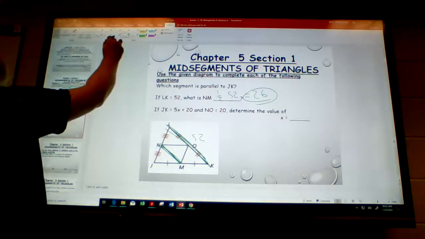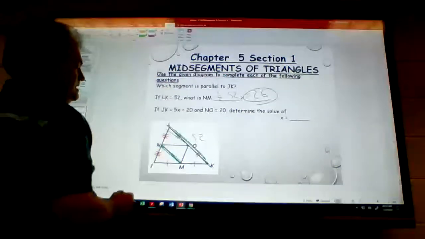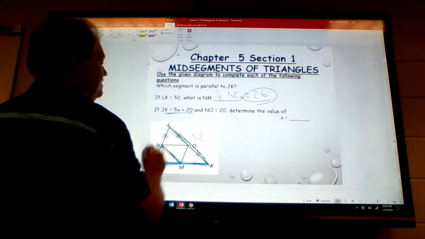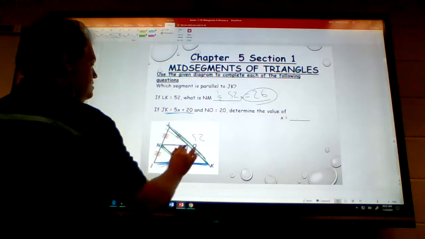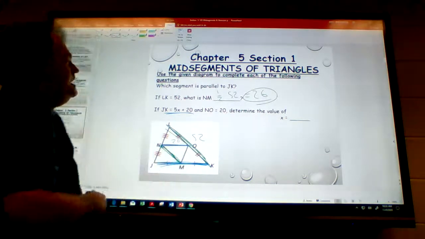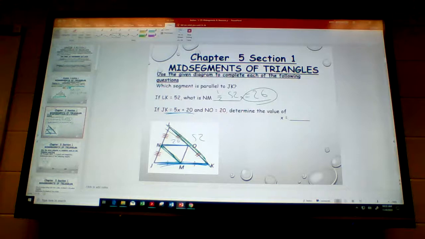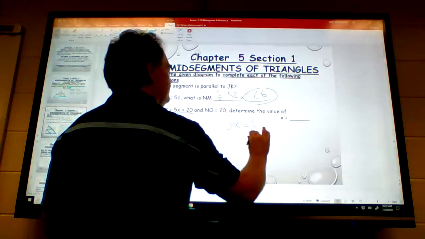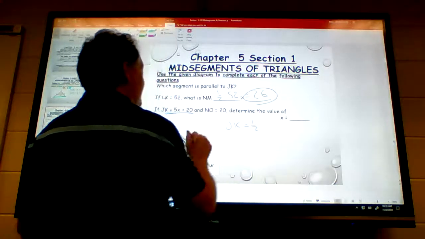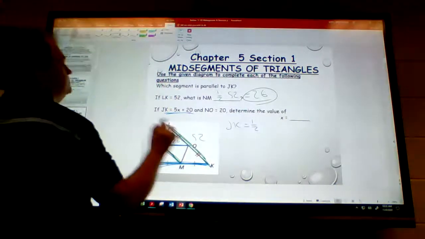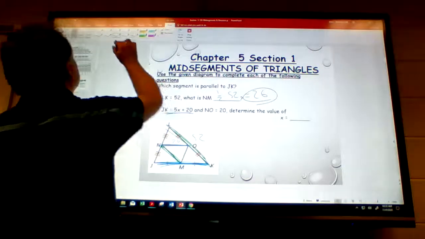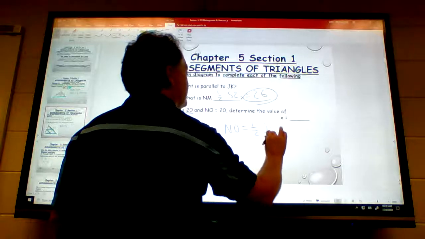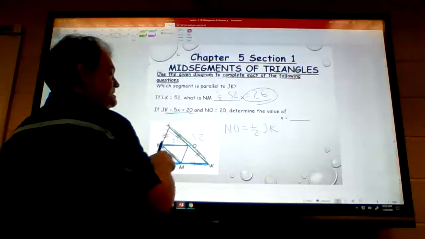Now, JK. JK is right here. I'm highlighting that in blue. It is 5x plus 20. NO is 20. Now, here's the thing to remember. JK is 1/2 the length of, or excuse me, I got that backwards. Let me fix that. NO equals 1/2 of JK because NO is the midsegment. It's half the length of JK.